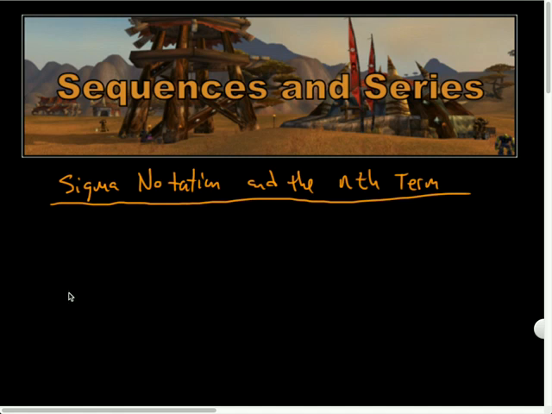Today we are looking at sigma notation and the nth term. We're going to be aiding our nth term using our previous tactics of recognizing patterns. And we're going to be able to rewrite a sum of a series as this new notation. So first of all, let's talk about what sigma notation is.